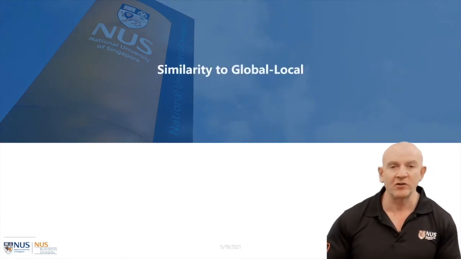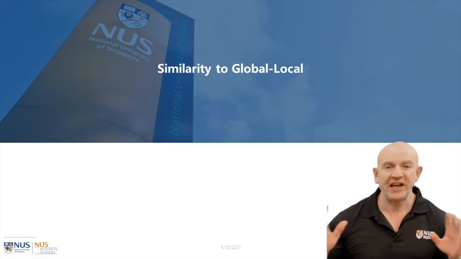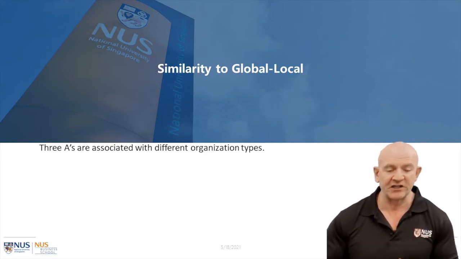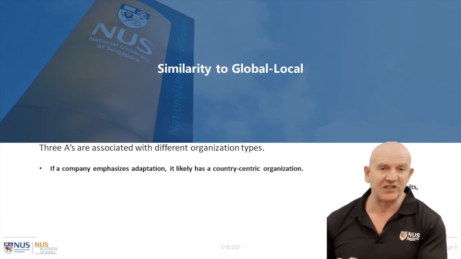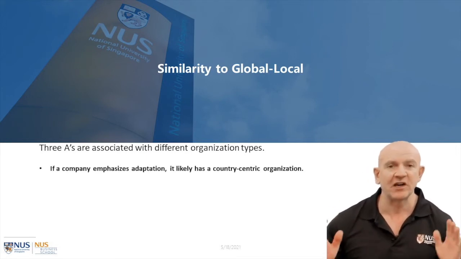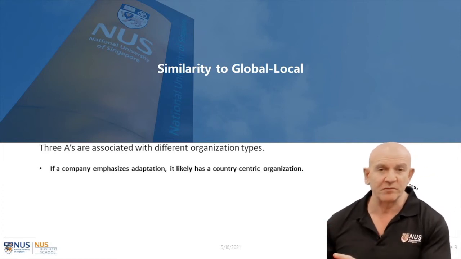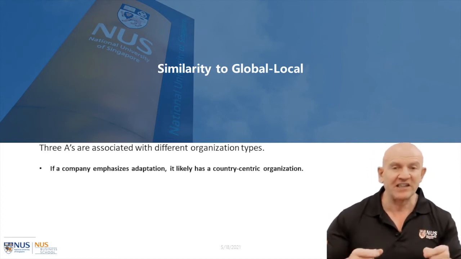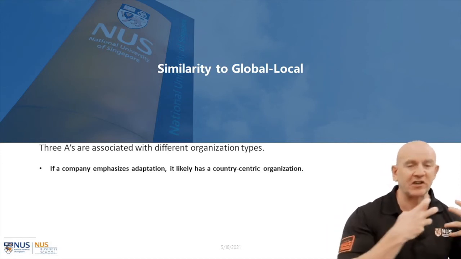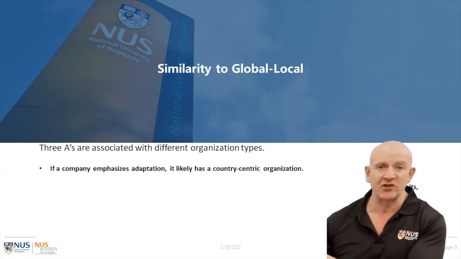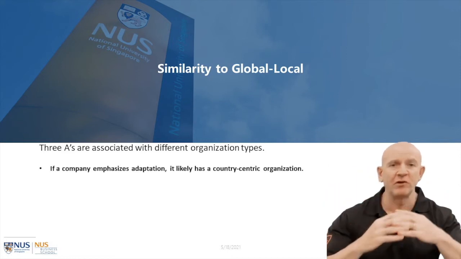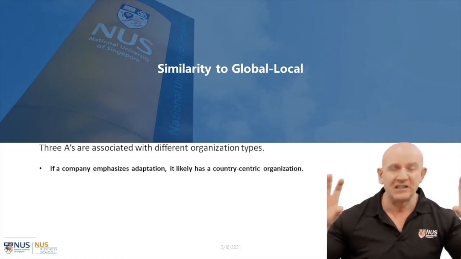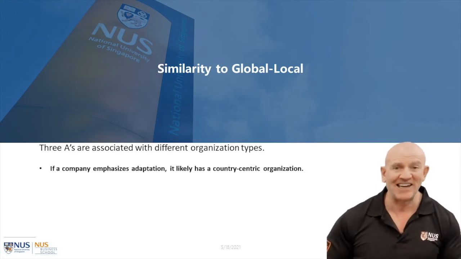As with the global-local distinction, these 3A advantages are associated with different organizational types, right? So if a company is emphasizing adaptation, it also likely has a host country-centric organization. In other words, a decentralized federation or a multinational structure. So again, these decisions are reflected in not only the strategy of the company and how it's going to compete in its different markets, but also the structure. Strategy and structure must always go together, just like developing and implementing strategy must always link together, and just like these must be driven by the strategic intent of the company.